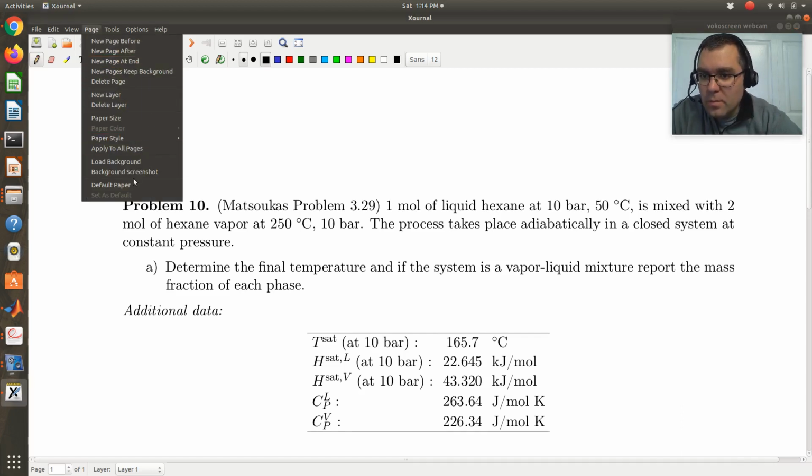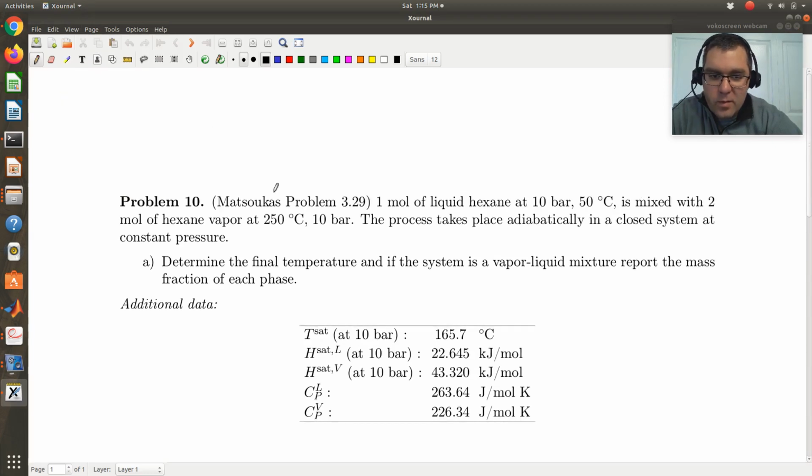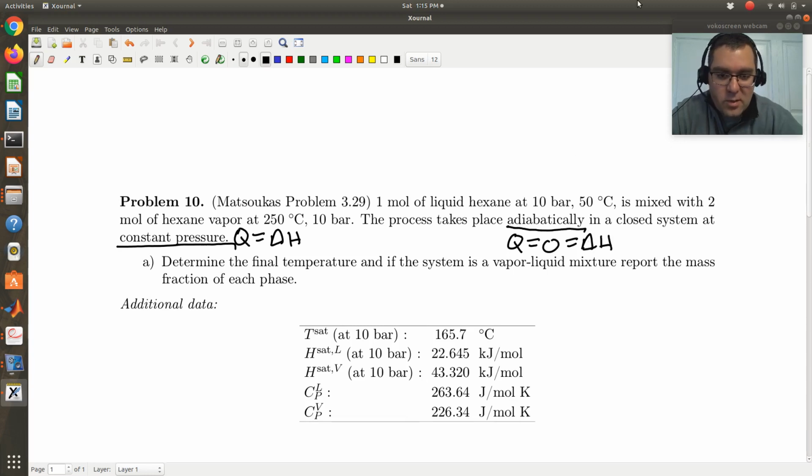All right, so from this we have two key pieces of information: the process takes place adiabatically, and it's taking place in a closed system at constant pressure. Following the last two problems, if our process is taking place at constant pressure, our first law is going to reduce to Q is equal to delta H. And since it's adiabatic, Q is equal to 0, which in this case means that delta H is equal to 0.